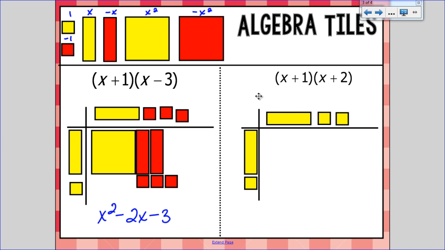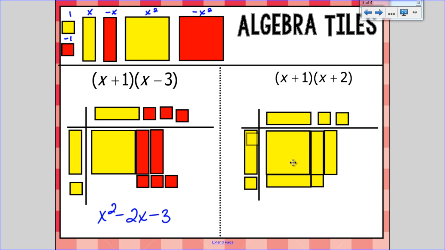I'm going to do x times x, which makes my x squared. Then x times 1 makes 1x. x times 1 again makes another 1x. So I've taken care of this x times both of these. Now I've got to do the 1 times both. So 1 times x makes x. And then 1 times 1 makes 1. And times 1 again makes another 1.